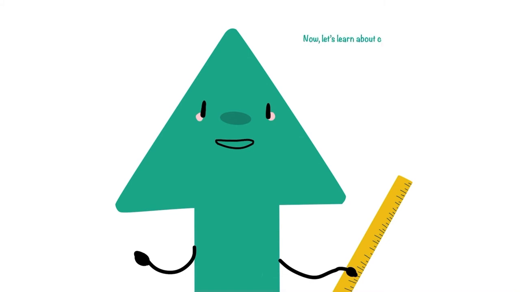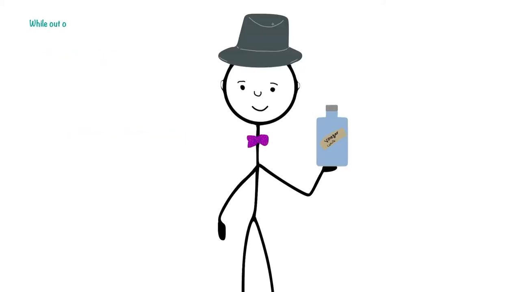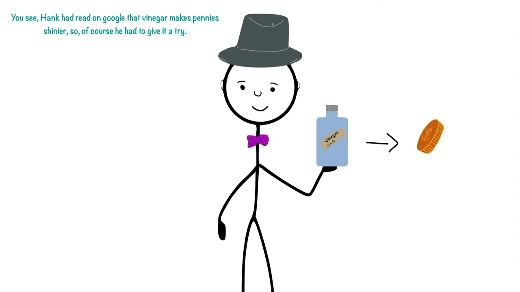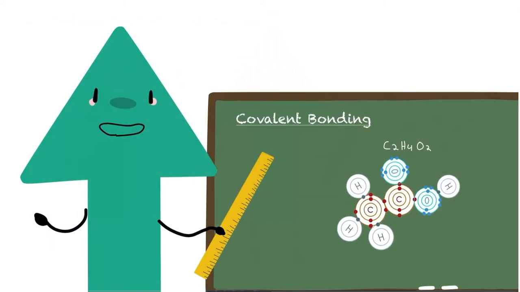Now, let's learn about covalent bonding. Remember Dude Bro Hank? As we touched on earlier, he has a bit of an obsession with shiny things. While out on another stroll, he picked up some vinegar. You see, Hank had read on Google that vinegar makes pennies shinier, so of course he had to give it a try. And before we continue with our friend Hank, let's zoom in once again.